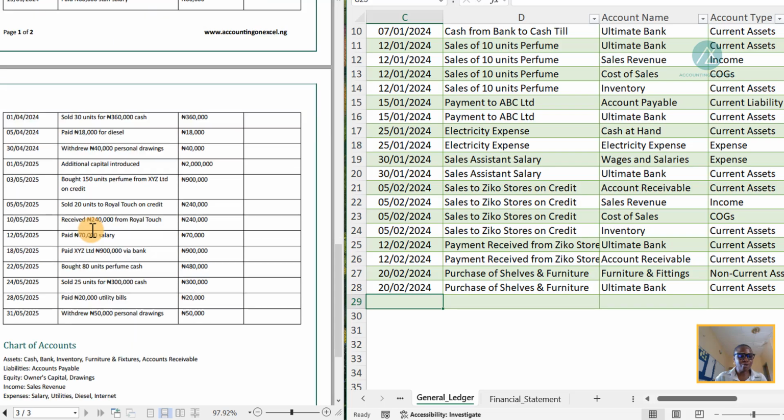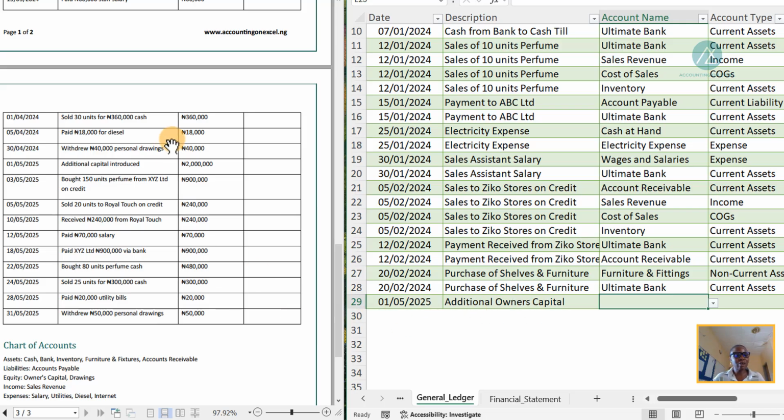So let's move to 2025. On the 1st of May 2025, what happened? Additional owner's capital was introduced. Please just bear with me, I don't want this video to be very long. The other transactions are something I believe you can do without any challenge. So let's just do the second year. Pick some transactions for the second year so that you can see the impact, right?